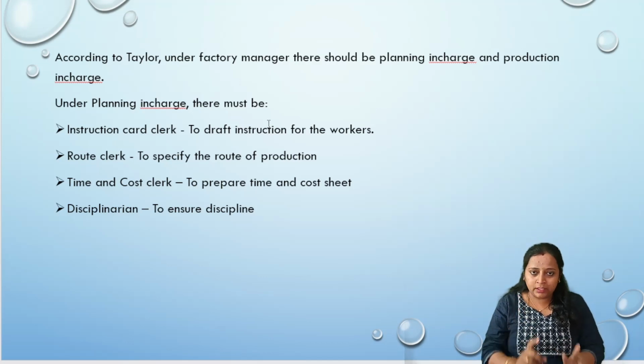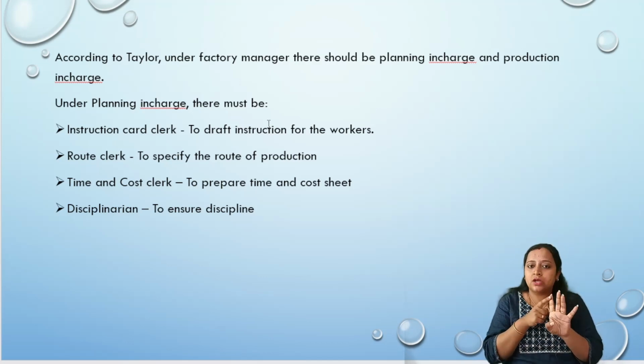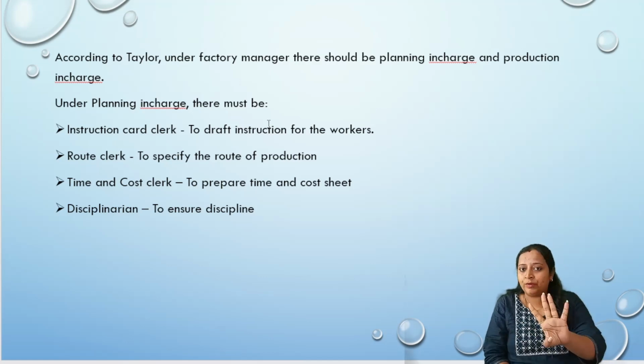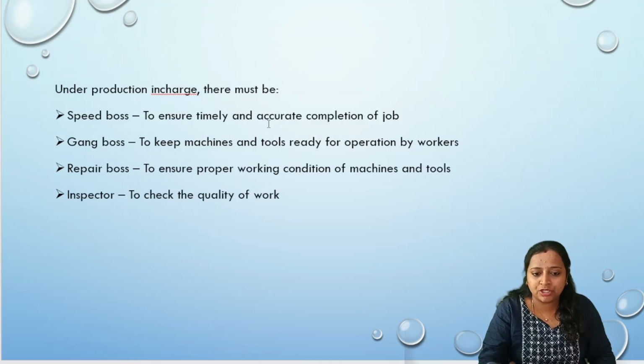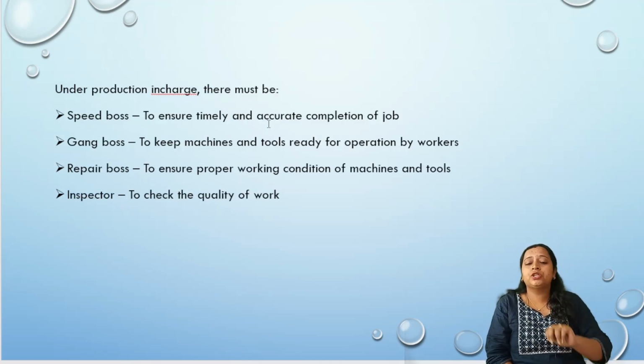See, under planning, as I told you, 4 people. Instruction card clerk, he will give the instructions. Route clerk, he will tell you about the route of production. Time and cost clerk, he will prepare the time and cost sheet. Disciplinarian, he will make sure that everyone is following the rules and regulations. These 4 people are there under your planning in charge. Next, you have production in charge. Under production in charge, we have 4.